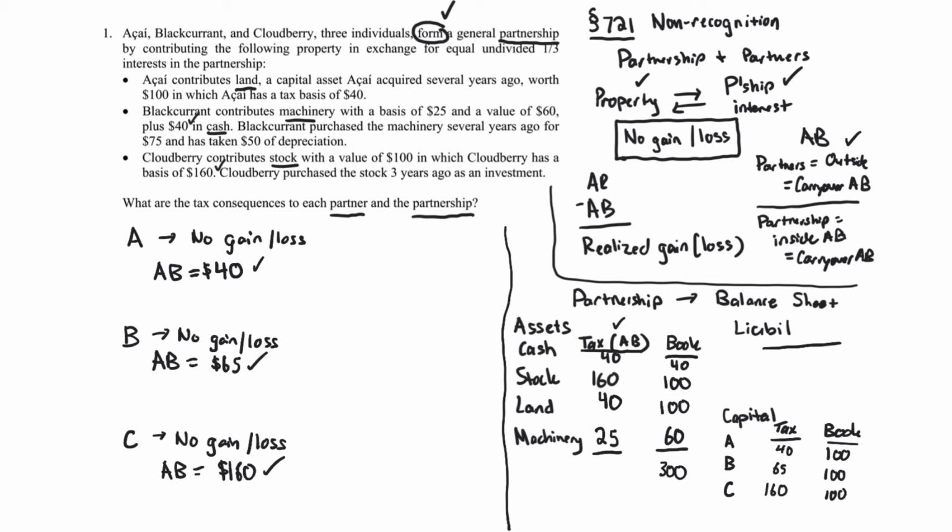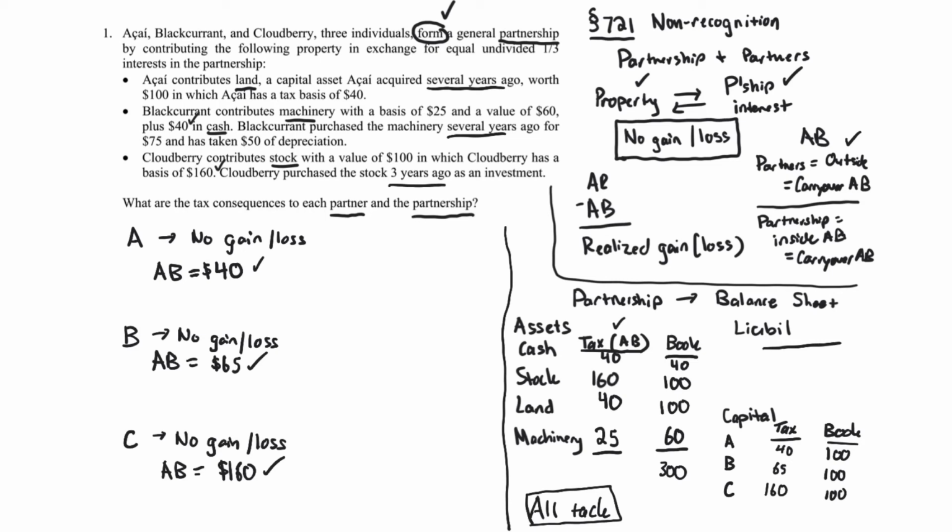So let's start by talking about the partnership because that one's easy. For the partnership, everything tacks. All items get to tack. Now, cash isn't really tacked because it's cash. There's no difference in terms of gain or loss. But everything else tacks. So that means the land, which was acquired several years ago, gets to add on those several years. The machinery, several years ago. The stock, 3 years. You get to add on those periods of time. So if the partnership later sells it the next day, it gets to add on those periods of time.